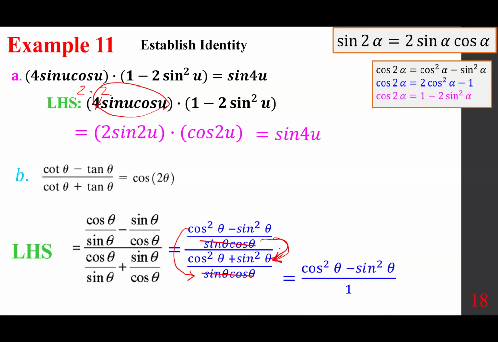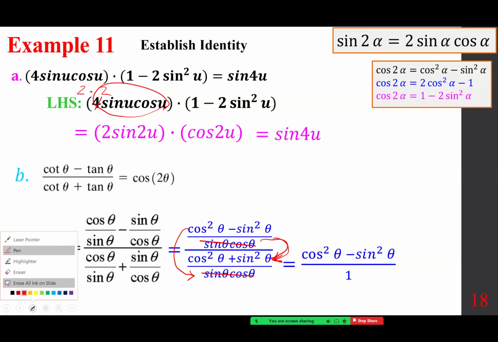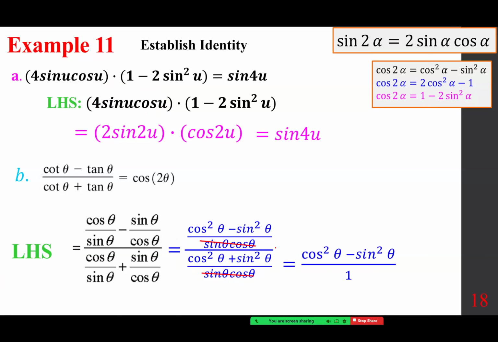Now cosine squared plus sine squared is 1. And the numerator cosine squared minus sine squared is cosine of 2 theta. And that's a proof, and we are done.